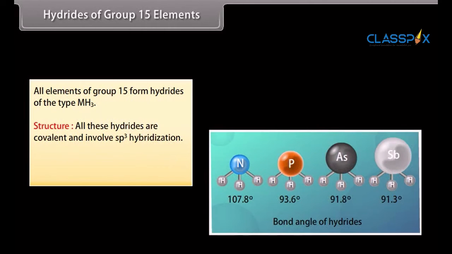Structure. All these hydrides are covalent and involve sp3 hybridization. 3 of the 4 sp3 hybrid orbitals overlap with 1s orbitals of 3 H atoms to form 3 M-H sigma bonds, while the 4th hybrid orbital contains a lone pair of electrons. The bond angle decreases down the group.